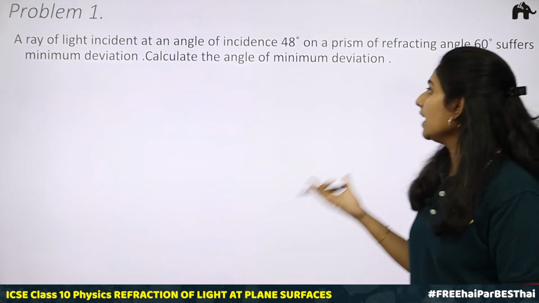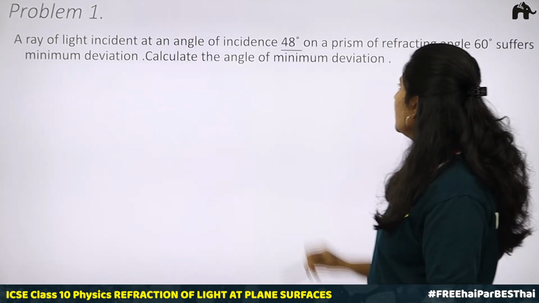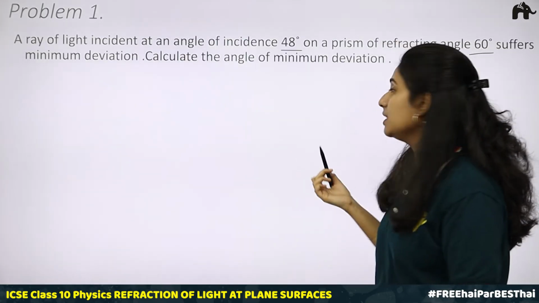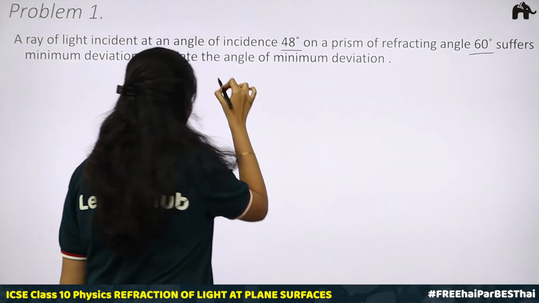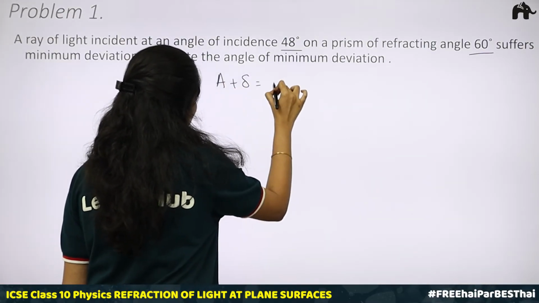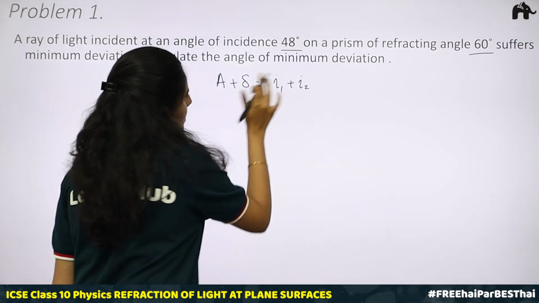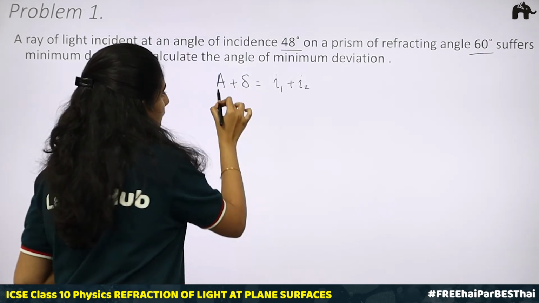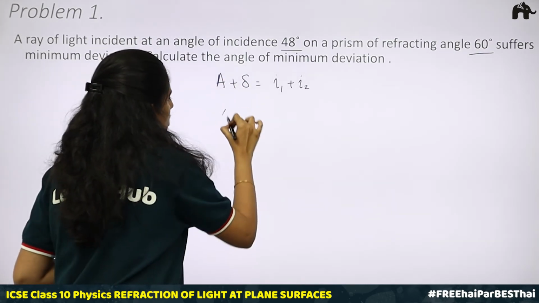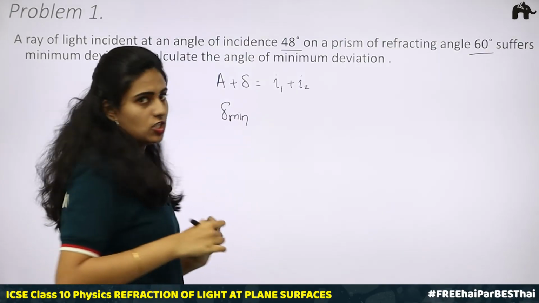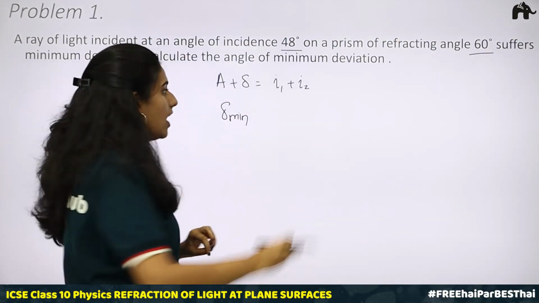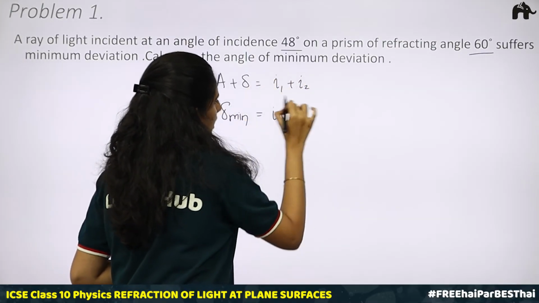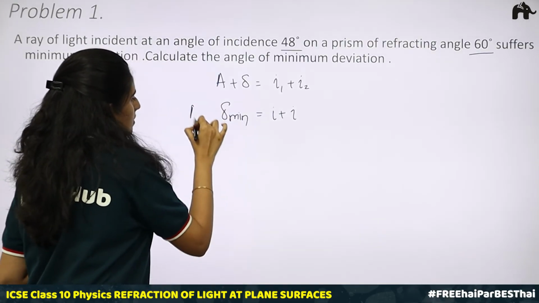Let us do a problem. A ray of light incident at an angle of incidence 48 degrees on a prism of refracting angle 60 degrees suffers minimum deviation. Calculate the angle of minimum deviation. We have the relation A plus delta equals I1 plus I2, where I1 is the angle of incidence, I2 is the angle of emergence, delta is the angle of deviation and A is the angle of prism. In the condition of minimum deviation, the angle of incidence and the angle of emergence will be equal, which means I plus I, and the angle of prism will be the same, A.